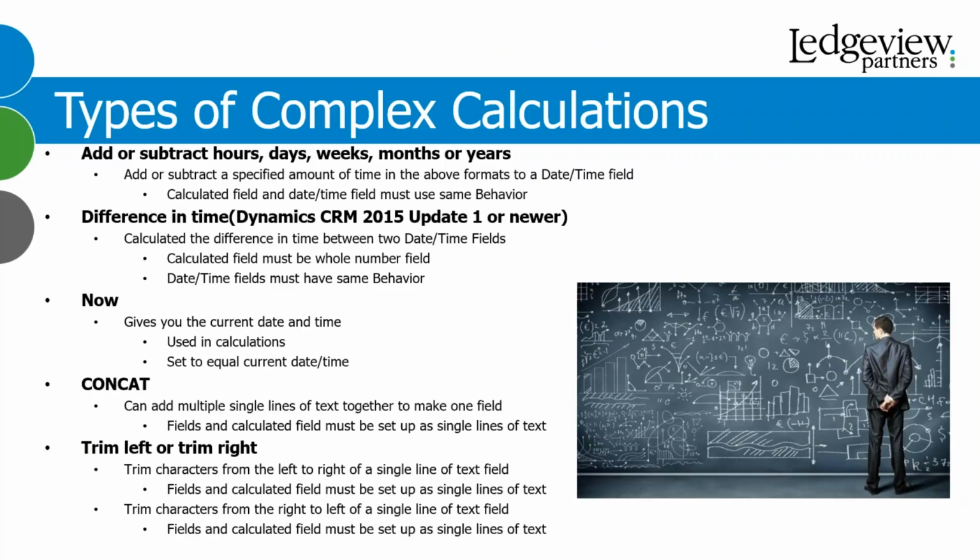Trim left, trim right. Simply what you're doing is taking a single line of text field and trimming it from the left or from the right. A common use case for this would be a telephone number, or more commonly, if you have social security numbers in your system and you want to pull them out into a view, but you really only want to show the last 4 digits, you can use trim left to trim the first 5 characters. So it would be 5 trimmed in from the left, and then you would only show the last 4. That's a really common use for it.